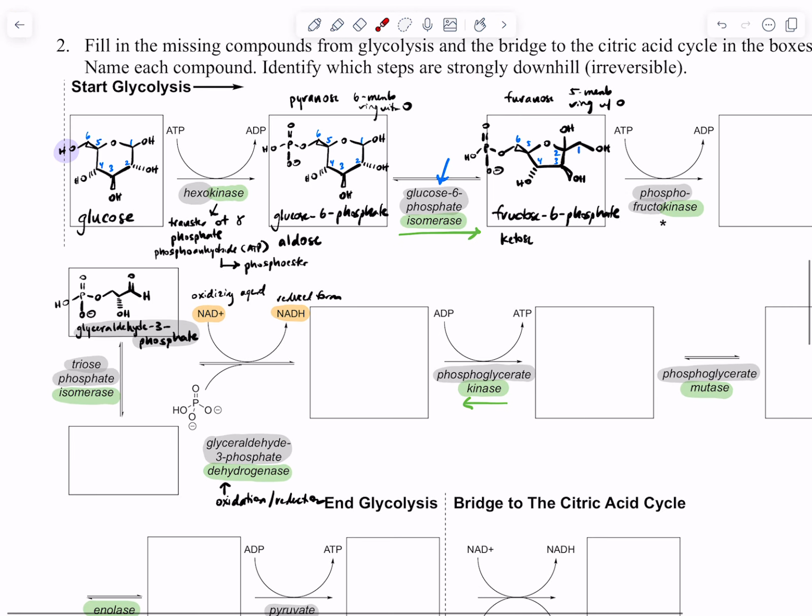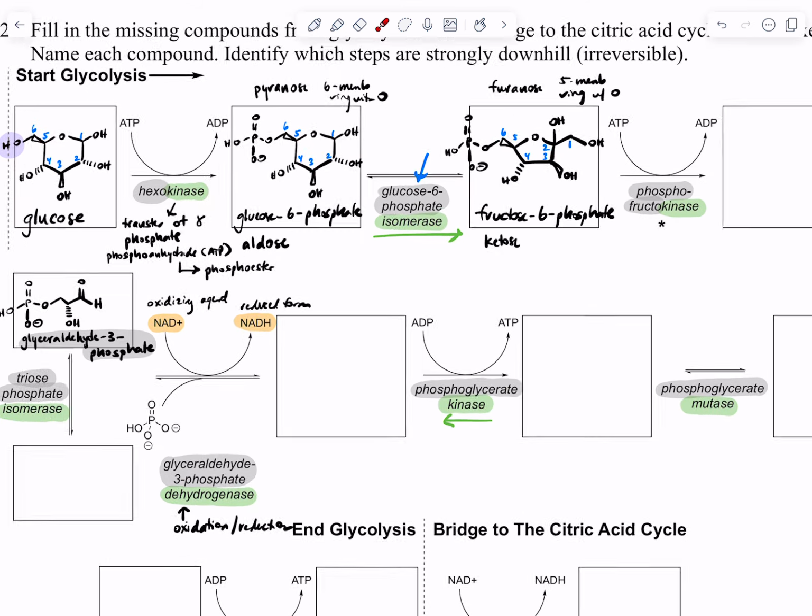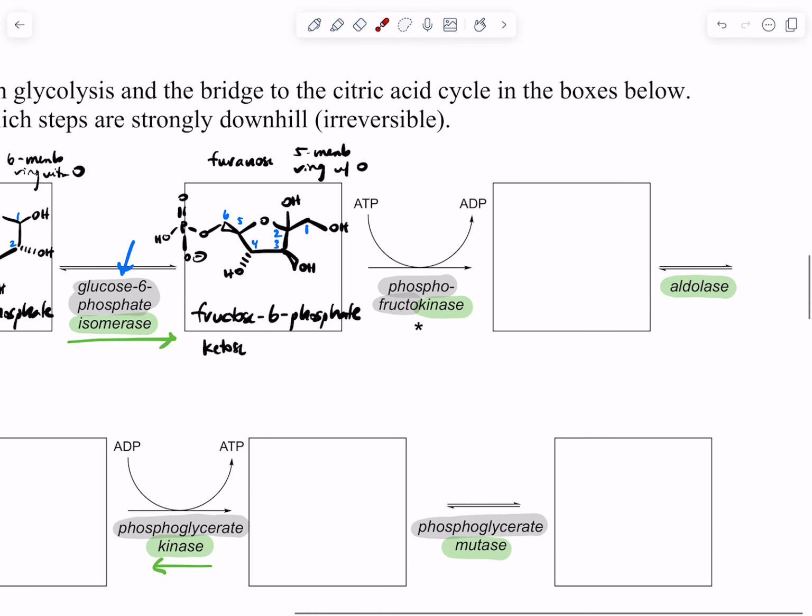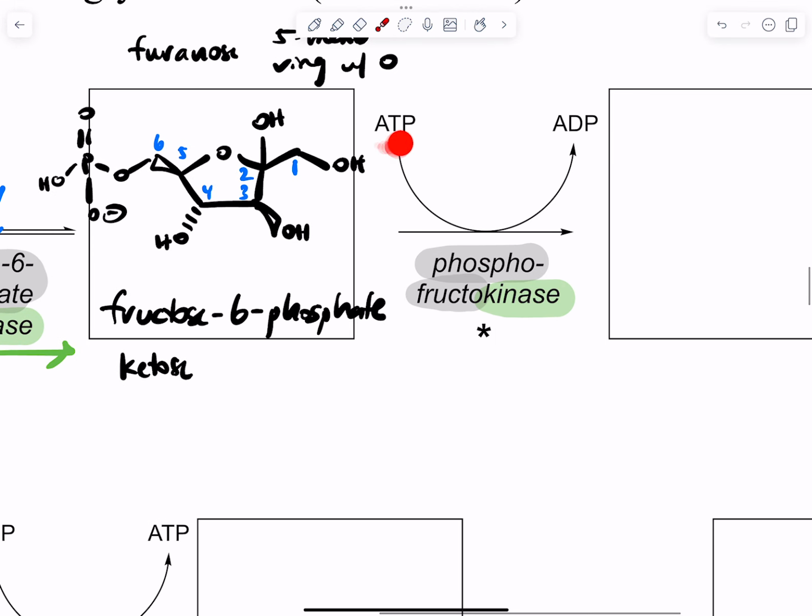All right, so where did we get? We got as far as drawing fructose. The next step, again, the enzyme name and the reagents sort of tell you what's going to happen. Phosphofructokinase tells you that we're going to add a phosphate to fructose 6-phosphate, which is phosphofructose.